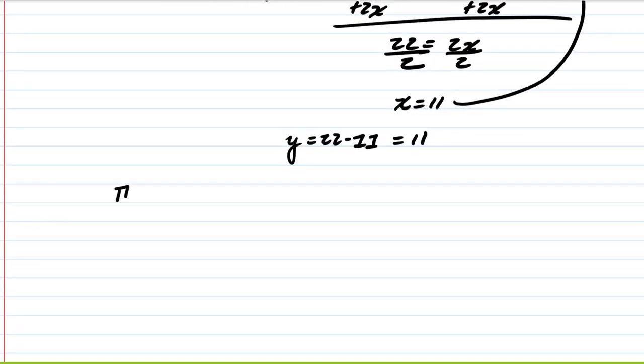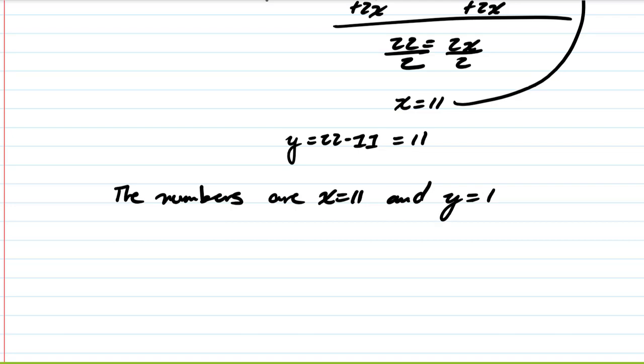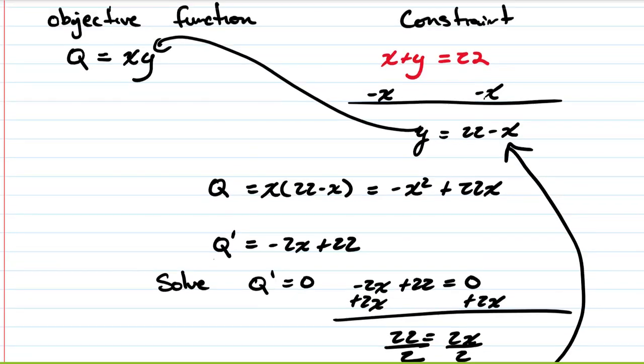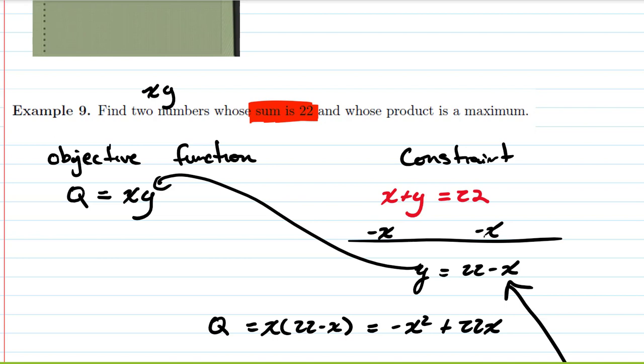So the numbers are x equals 11 and y equals 11. And we can check: 11 plus 11 is 22, and apparently out of all of the numbers that add up to 22, 11 squared is the biggest number, so 121 is the biggest number that we can get.